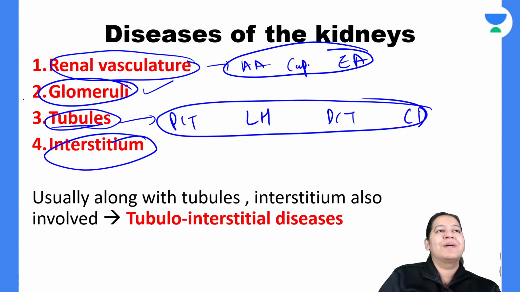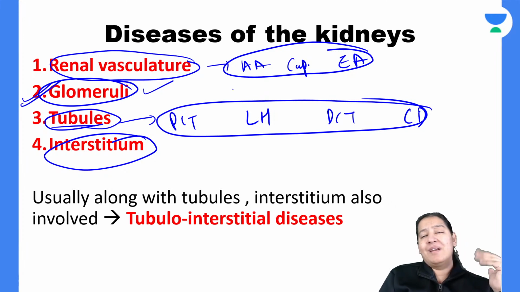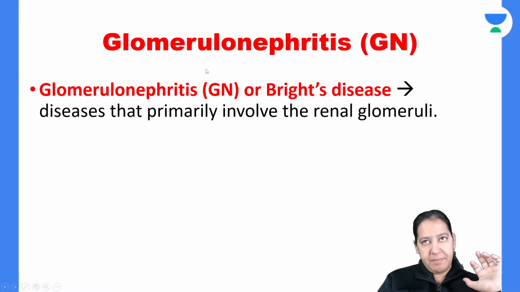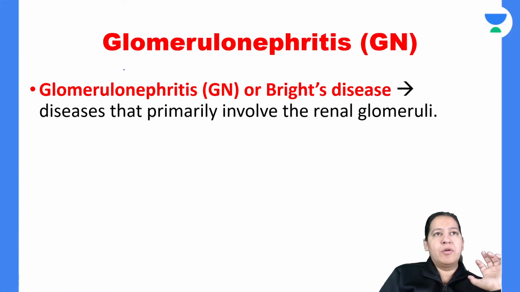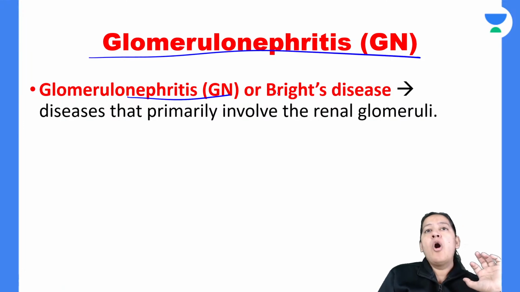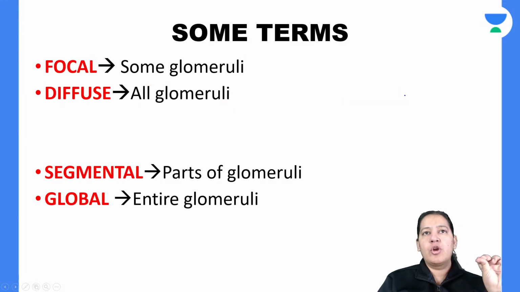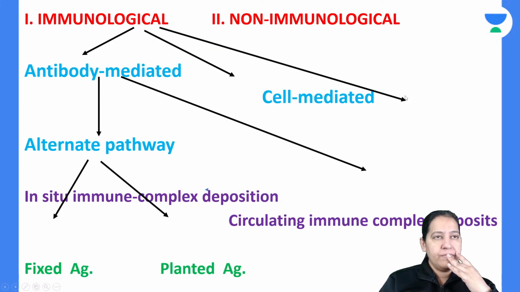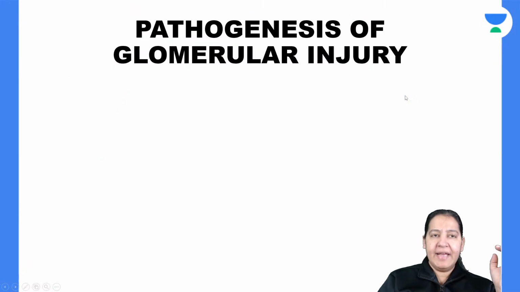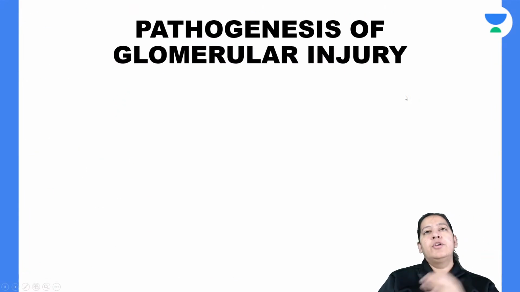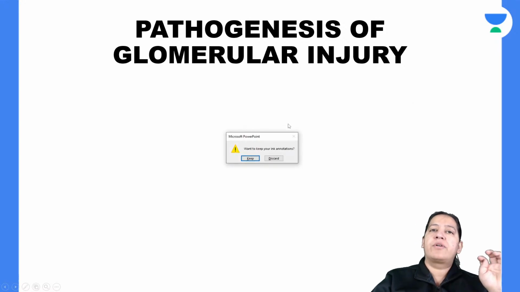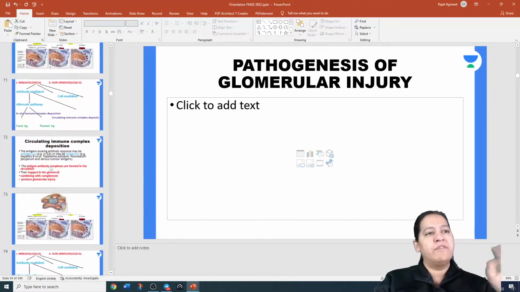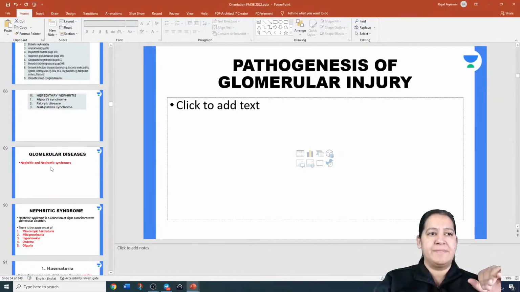The most important among these is the glomerulus. I have to teach all, but it is a lengthy system, so I will teach you glomerulonephritis first. Glomerulonephritis means inflammation of the glomerulus, also known as Bright's disease. Okay. Before understanding glomerulonephritis, you should understand what nephritic and nephrotic syndrome are. So let me come to nephritic and nephrotic syndrome. Then I will come to the pathogenesis of glomerulonephritis and various types of glomerulonephritis.